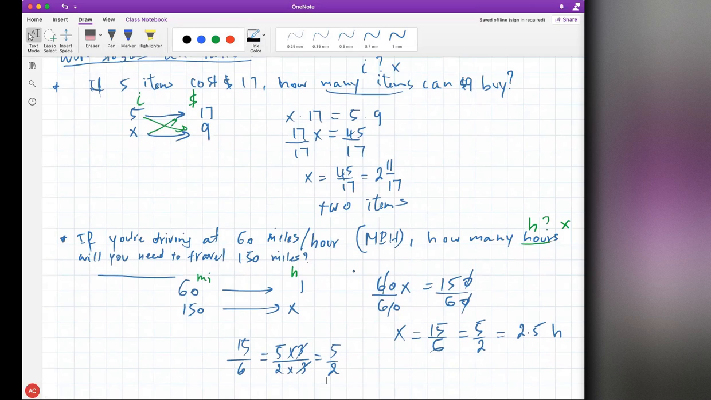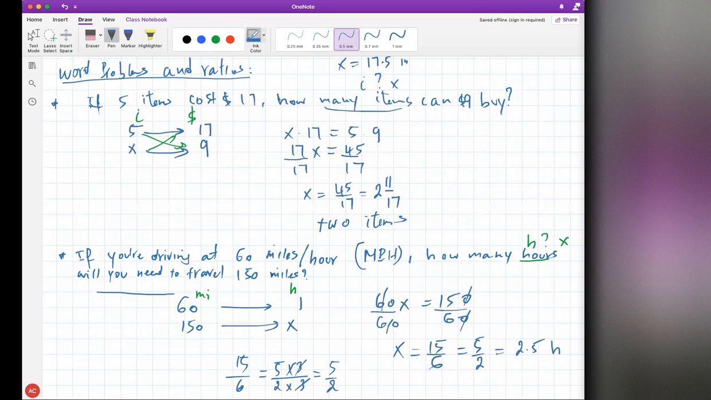Everyone, any other questions about ratios here? What are the problems? They all pretty much work the same way. The units may change the numbers, but the steps are the same. Set this up and solve.